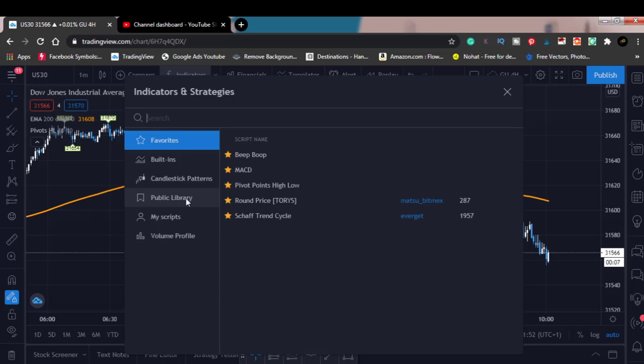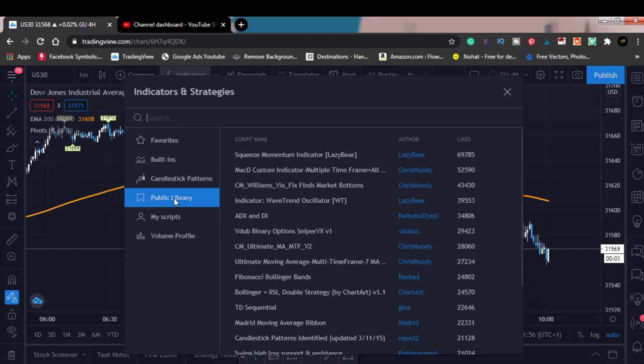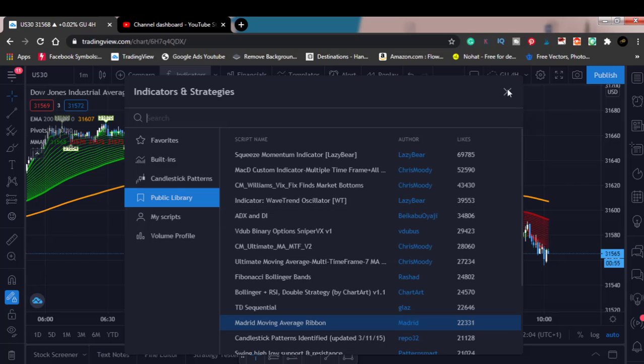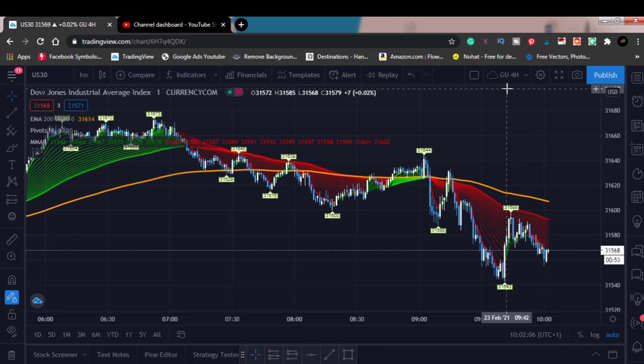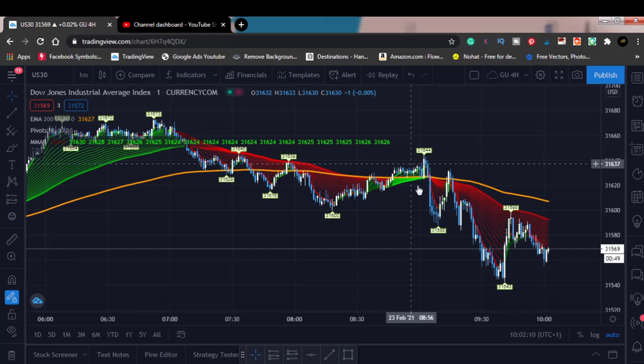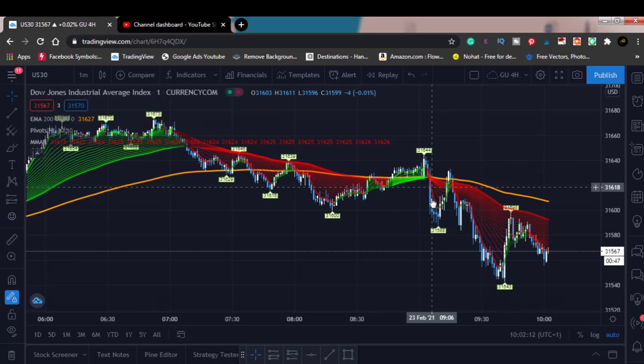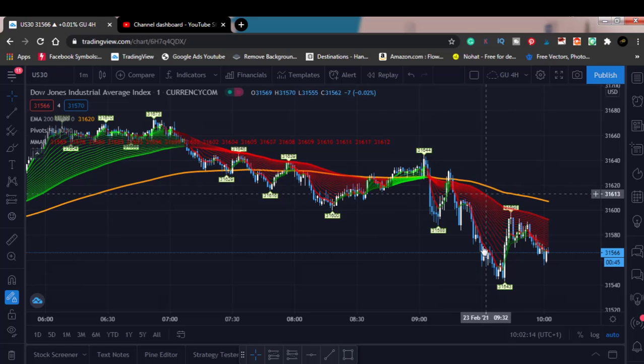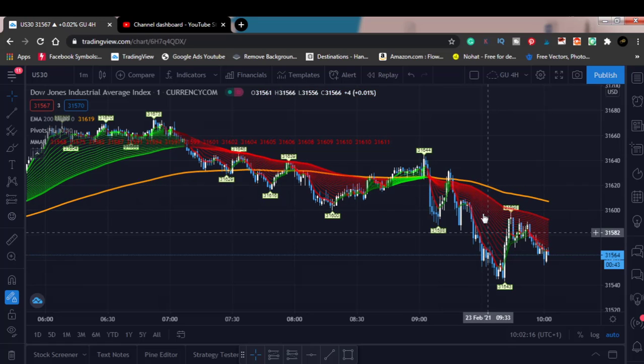All you need to do is go to the public TradingView library. It's called the Madrid Moving Average. So we're going to click on the Madrid Moving Average, and this is what we're going to be using today. The rules are really simple. For a sell, wait for the price to cross down on the red cloud you can see here.